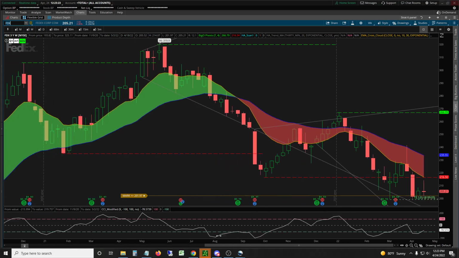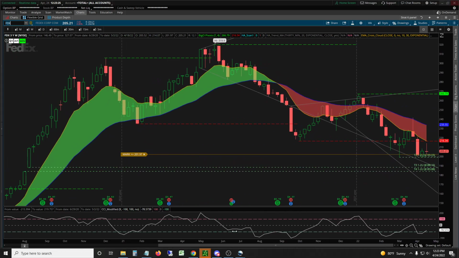And then we have to come way back here to get further targets. And there's a gap here. The next target's 188.16. That gets us into the weekly gap. And the next target would be the gap fill at 183.88. So that's what I'm looking for on FedEx.